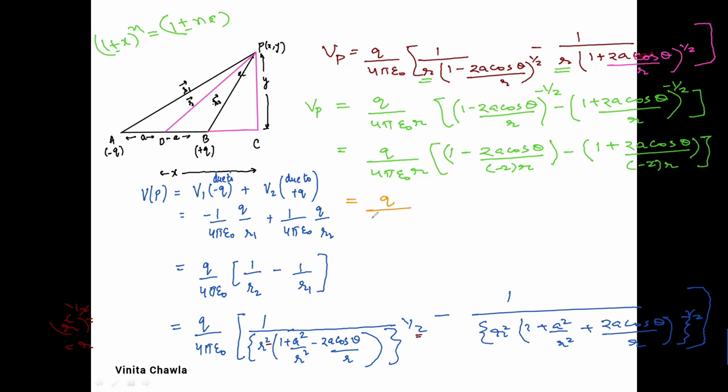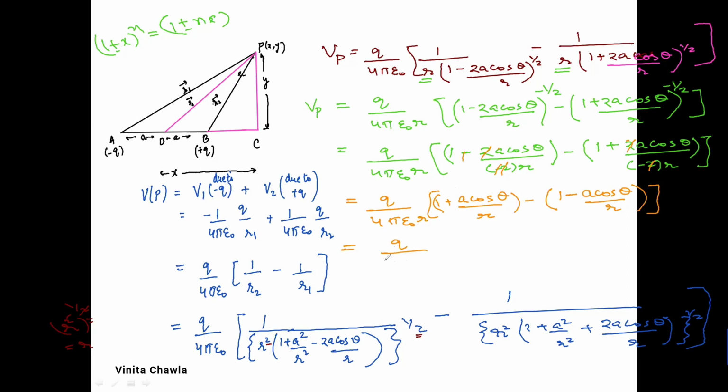Q upon 4 pi epsilon naught r. Minus minus plus 2 to cancel, minus minus plus. Here we'll have 1 plus a cos theta by r in one bracket, then minus sign, 1, 2 to cancel, and now we have 1 minus a cos theta by r in the second bracket, bracket close. What should I write now?